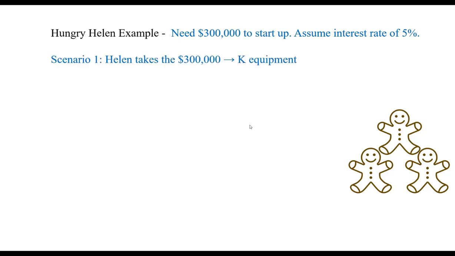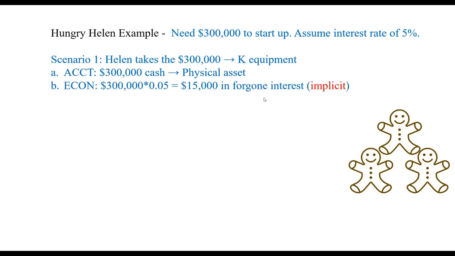So let's say that Helen takes the $300,000 from her savings account, and she takes that $300,000 and puts that into capital equipment. In this scenario, there really aren't any accounting costs. The accountant is going to look at that $300,000 in cash and say that $300,000 was an asset as cash, and now that $300,000 is a physical asset on the books.